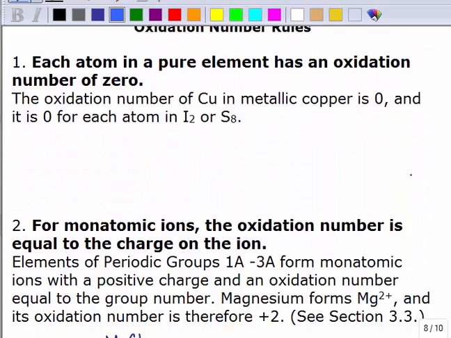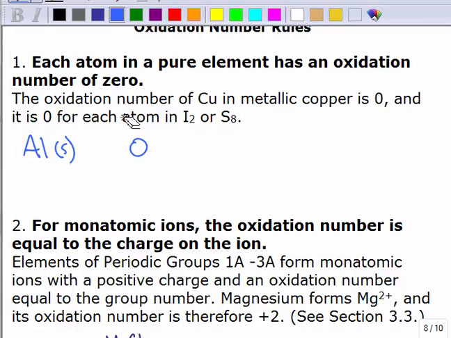So the first thing to recognize is that whenever we are dealing with an elemental substance, by definition, the oxidation number is 0. That is, if the element is not combined with other elements in a compound, we say that the oxidation number is 0. So if it's metallic copper, it's 0. If it is aluminum, and it is a solid, as in metallic aluminum, the oxidation number is 0.